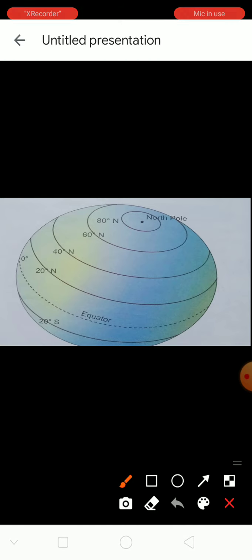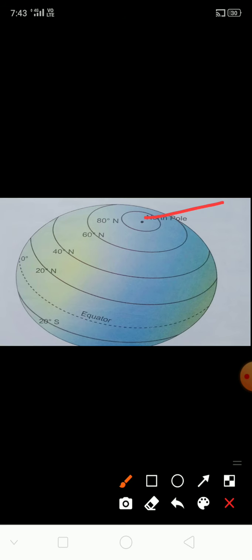Latitude is the angular distance between the equator and any place north or south. It is a north place and it is a south place. The angle of measurement is formed at the center of the earth. And latitudes are measured in degrees. See students, so we are seeing degrees here.